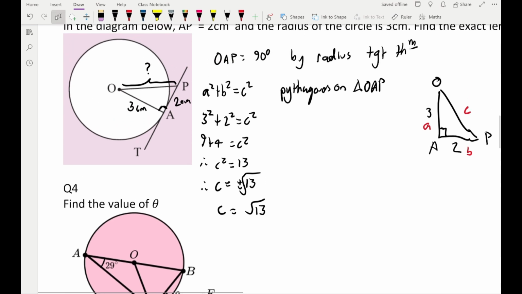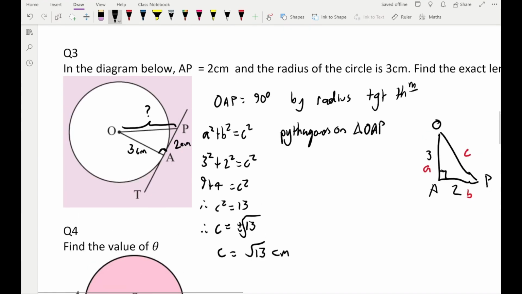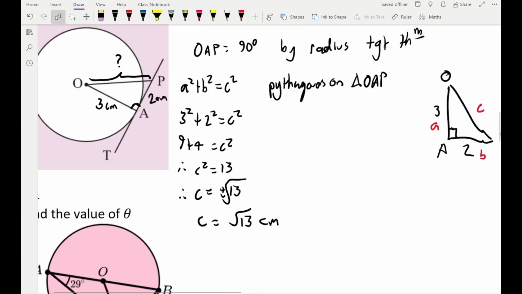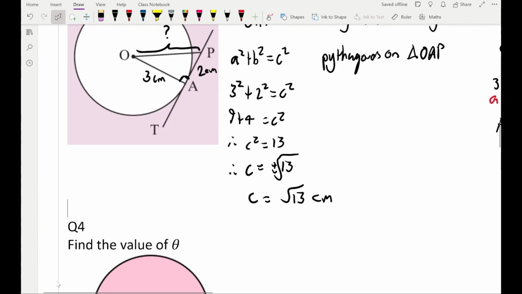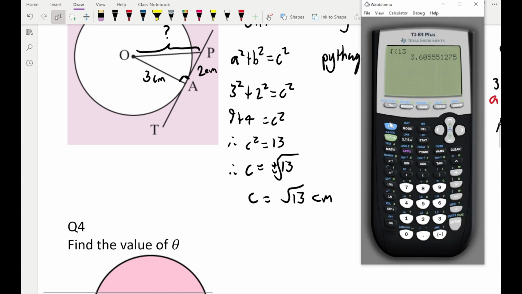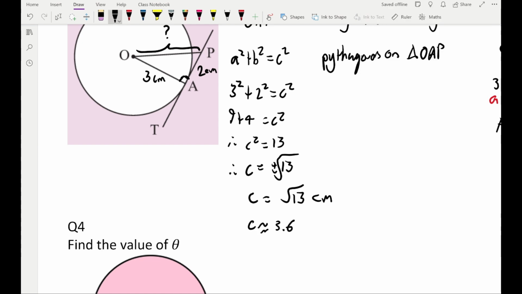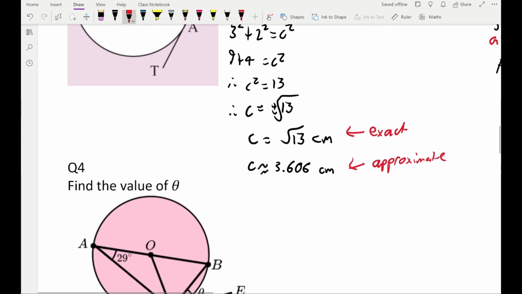All right, great. And this is in centimeters. Now, the question asks for the exact length of OP, so we're actually done here. If the question did ask for an approximate, this is what you would do. You would go to your calculator and type in the square root of 13. So you get the square root sign, 13, hit enter, and it's 3.606 centimeters. So just to be clear, this is the exact answer, and this is the approximate answer. The question asks for exact, so you'll give the top version.